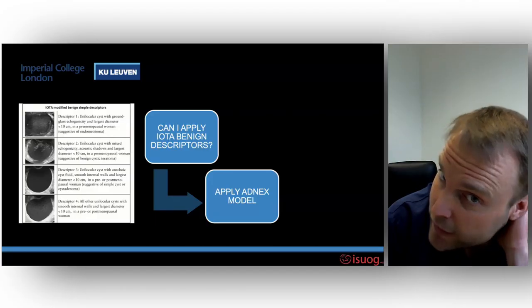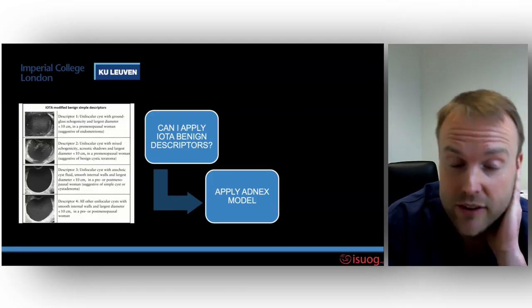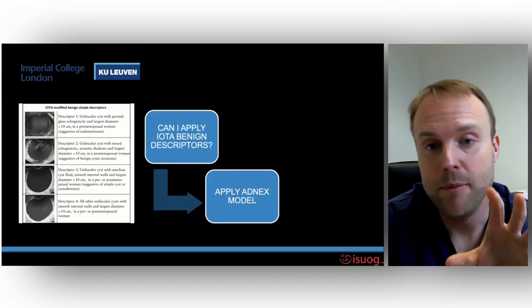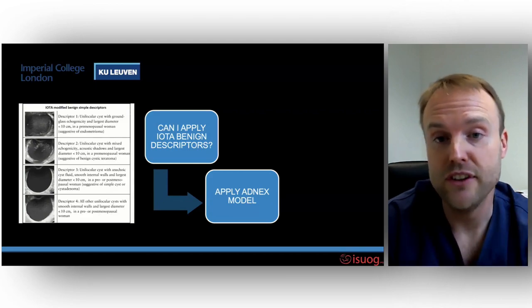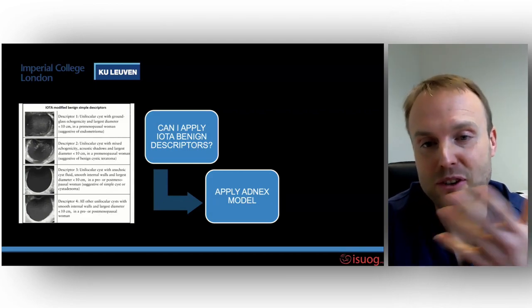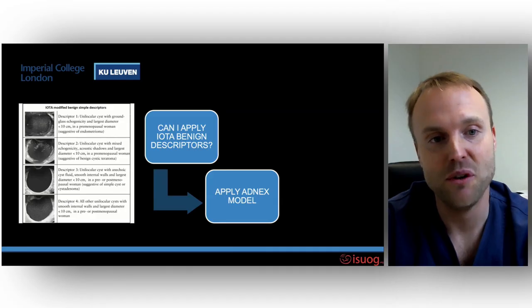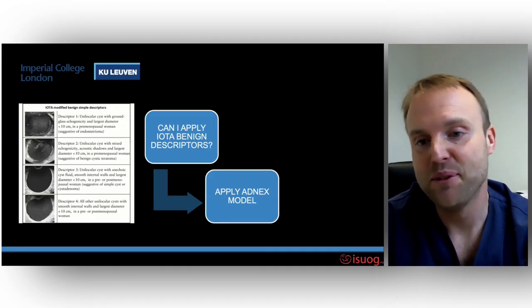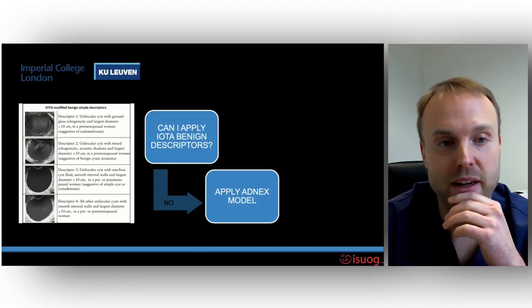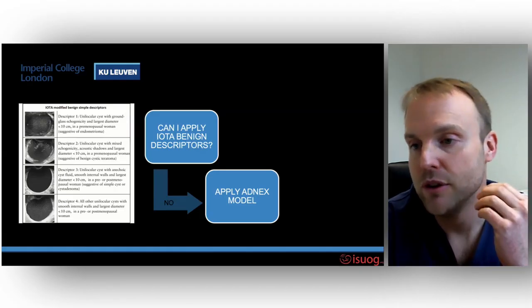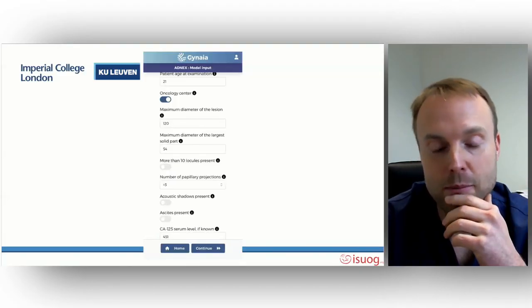So the first step, can I apply the benign descriptors? Again, this is a case where many people would be confused and they would say, yes, it's a unilocular cyst with papillations, but this is not possible. Then you have a unilocular solid lesion. So again, from the moment that you have solid components, please, you cannot apply the benign descriptors. This is very, very important to remember, otherwise you will make mistakes.